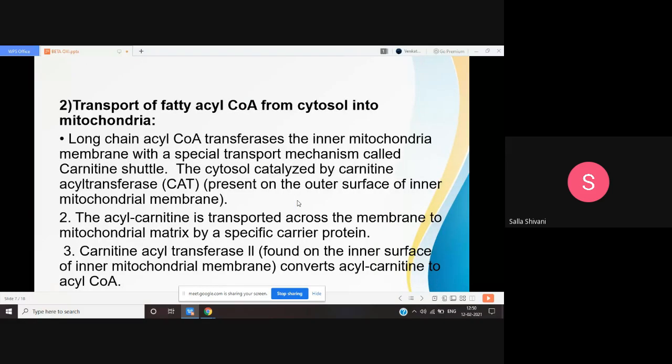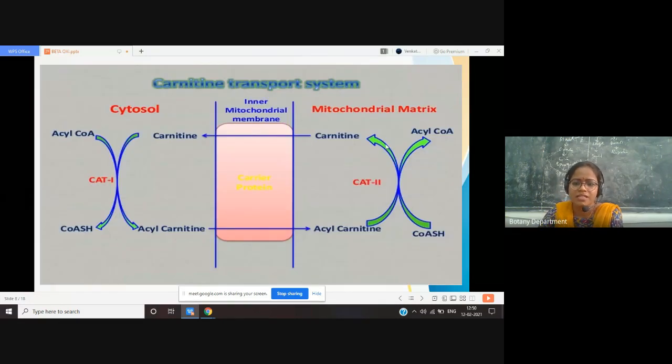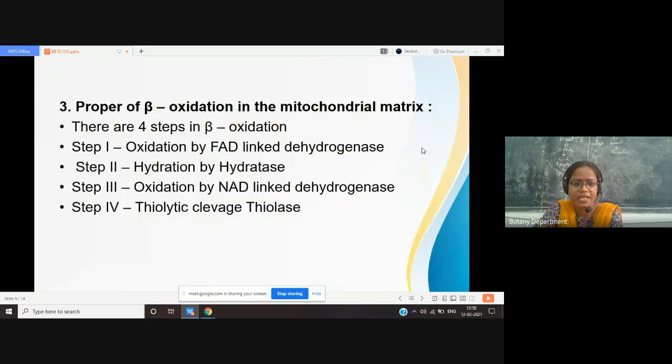Carnitine acyl transferase 2 converts the acyl carnitine to acyl CoA. This acyl carnitine to acyl CoA conversion is happening in the mitochondrial matrix. Now the third step begins. The third step has even more steps, that means 4 sub-steps. The third step is nothing but proper beta oxidation in the mitochondrial matrix. It has 4 steps, girls.